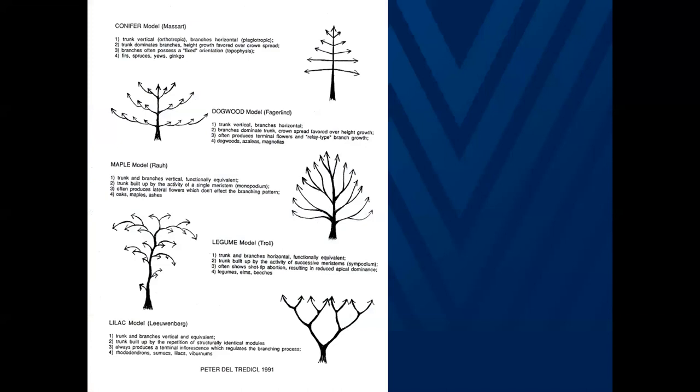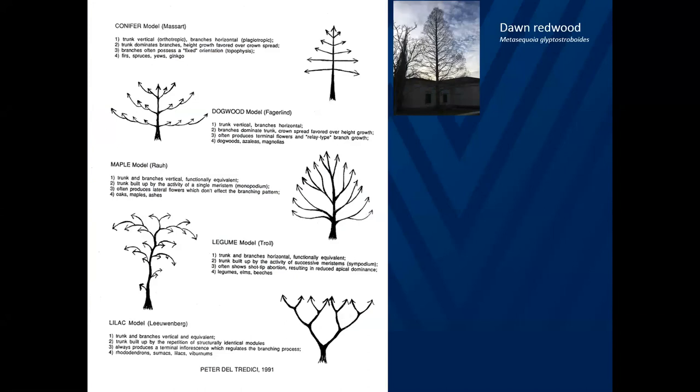There are different models of crown architecture. You know, this publication by Del Tredici has given us some simple ones. He's composited these from other people. So there's a conifer growth model. We can think of some of the specimens we've seen around. Here's a Dawn Redwood, very excurrent, very much conifer-like, even though Dawn Redwood's another one of those things, kind of like the larch that drops its leaves in winter.